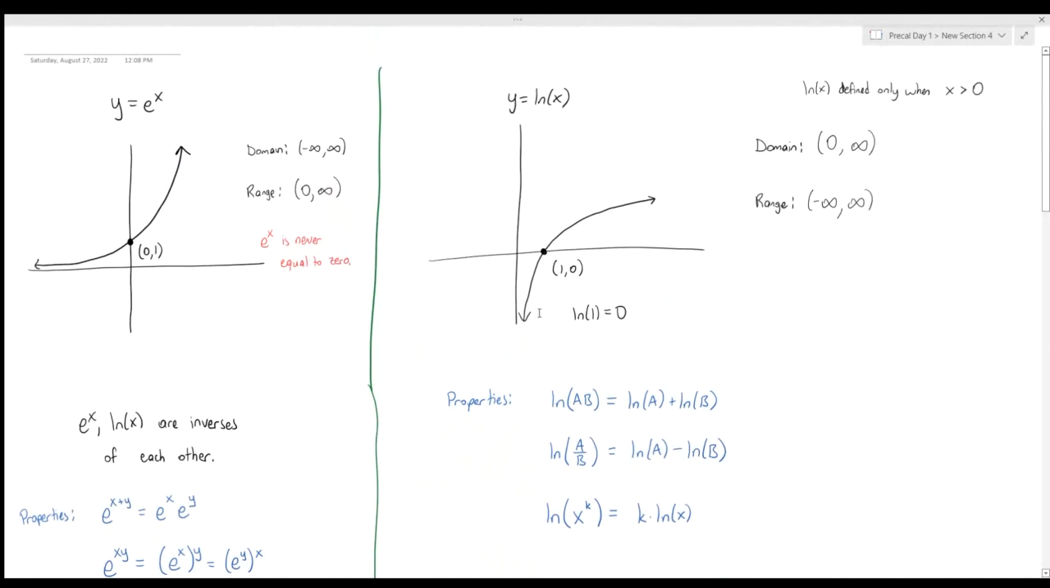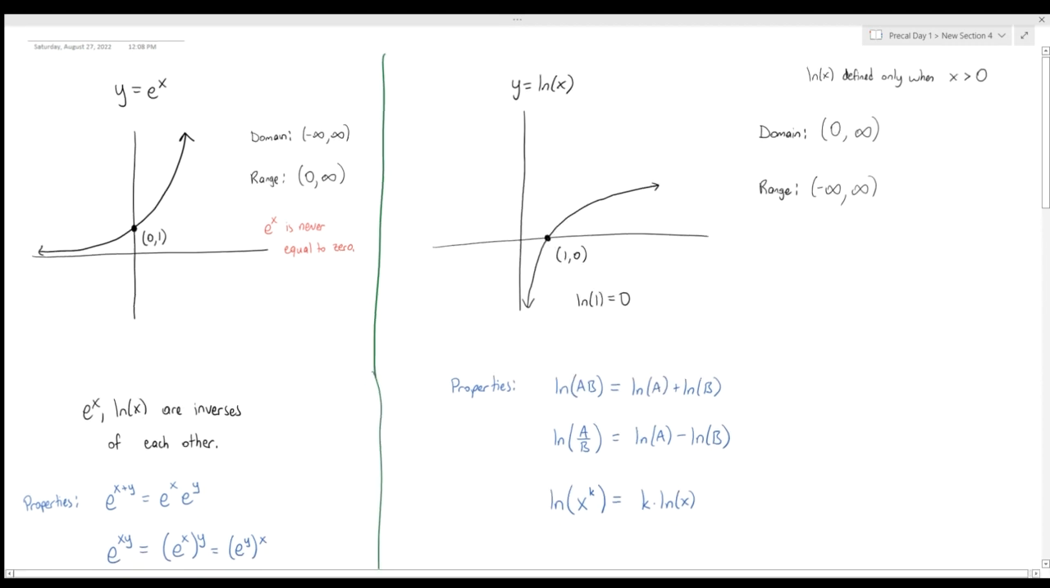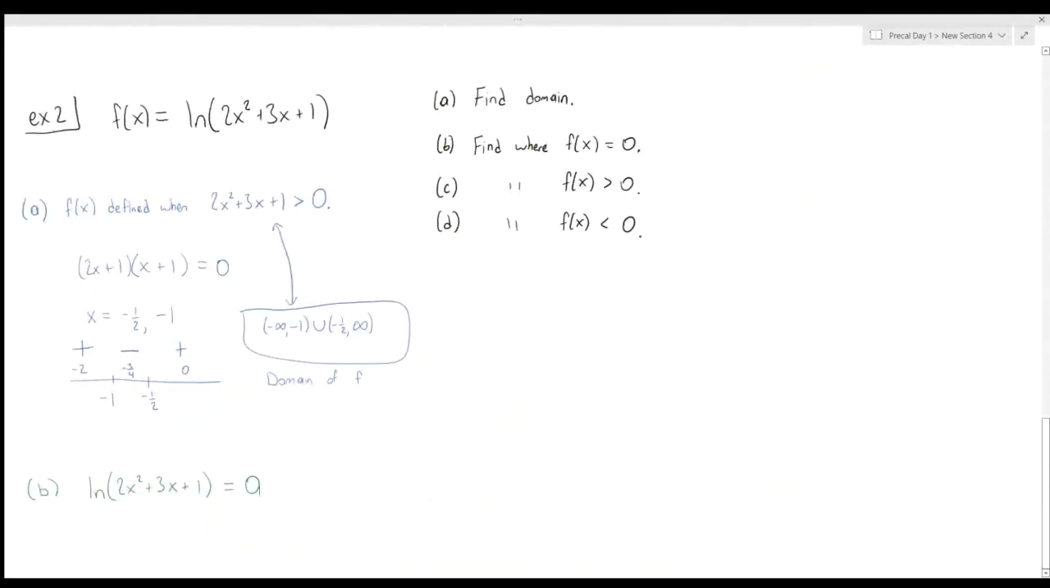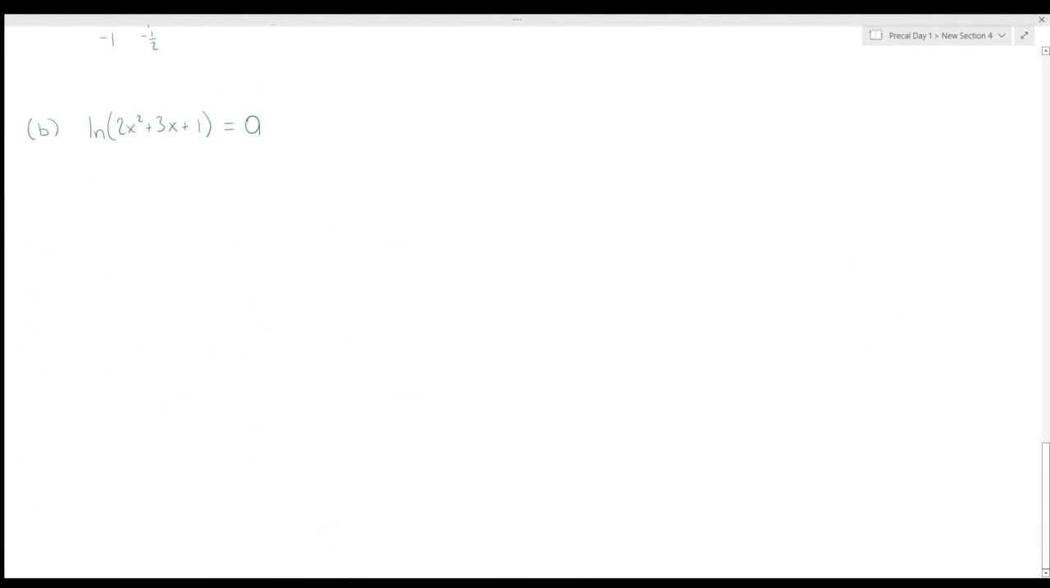So the idea was looking at the graph. Natural log is going to be 0 when it's evaluated at 1. So natural log of 1 is 0, and 1 is the only value that will give you 0. Okay? So therefore, in order for this to be 0, we know that natural log is only 0 when the inside is equal to 1. So that would give you 2x squared plus 3x plus 1 has to equal 1 for this to work. Okay?